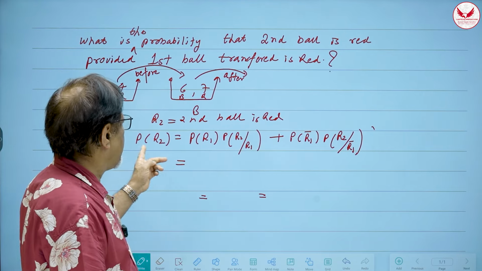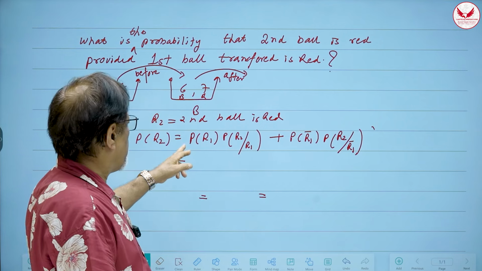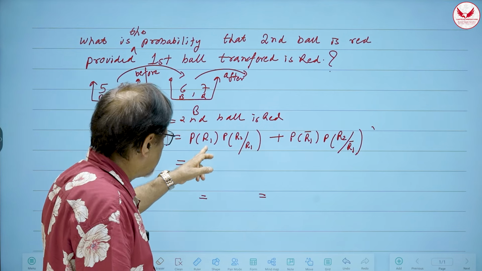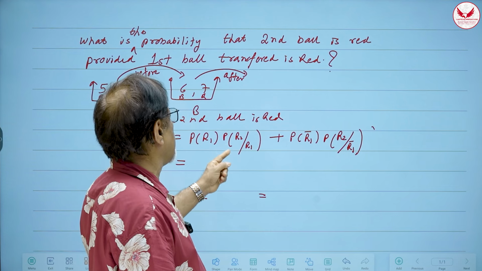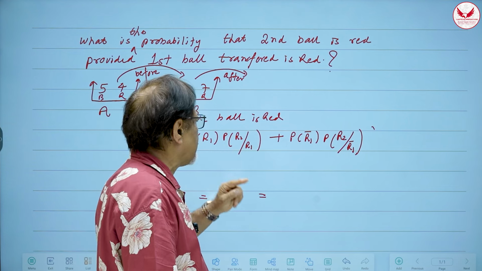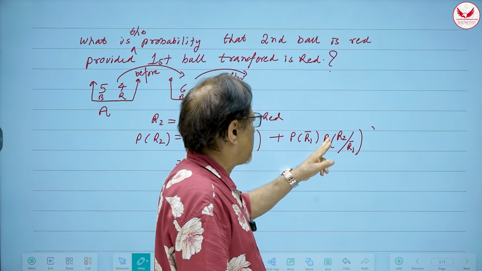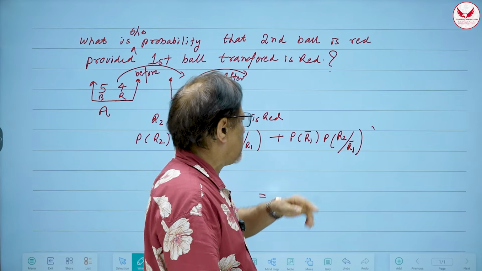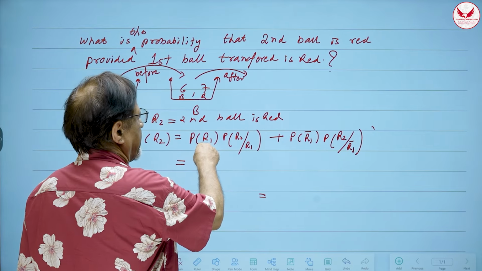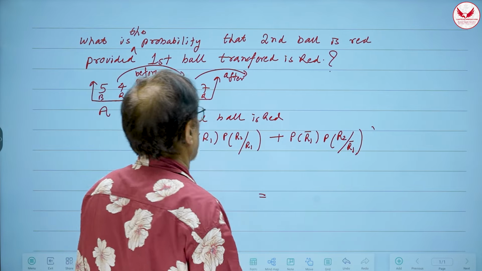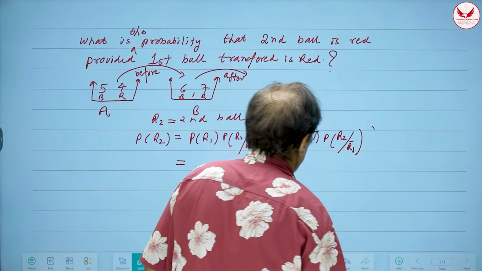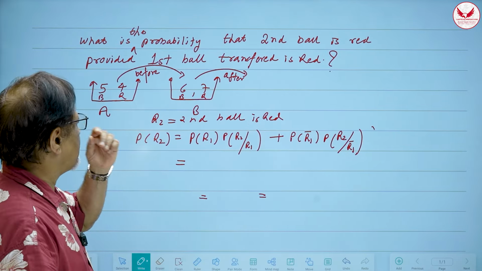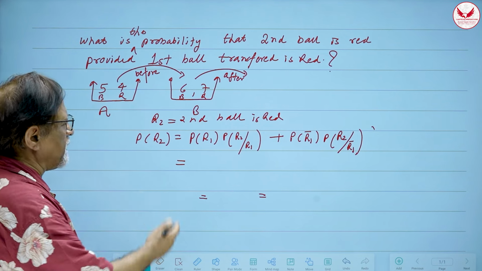Therefore, the event can be written like this. First ball transferred was R1, that means first ball transferred was red. Then what is the probability, and probability of R2 by R1. Then probability of R1 bar multiplied by probability of R2 by R1 bar. First ball transferred was red, and then what is the probability of the second ball being red? First ball transferred was not red, then what is the probability of the second ball being red, right? This is what we want to calculate. But this is very easy to calculate.